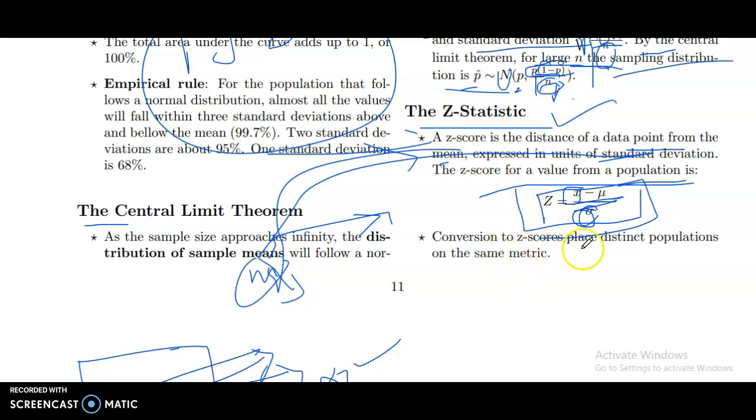Conversion to Z score places distinct populations on the same metric.